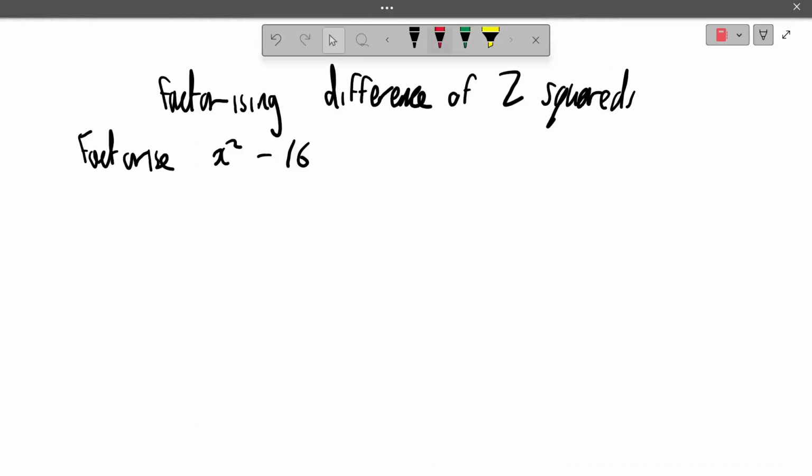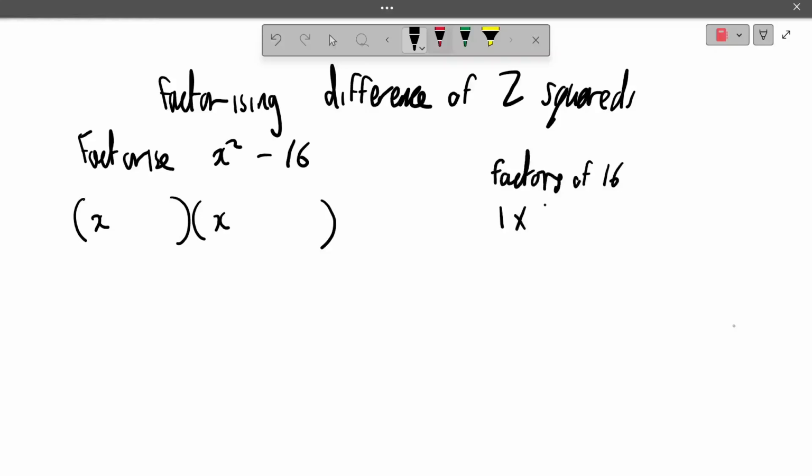Okay, so let's have a little look at this one. Here we have an x squared and a number at the end. And in reality, it's kind of the same. I'm going to show you a quick way to go about these in a moment. But we still have our x and our x. I'm going to do the factors of 16. We have 1 times 16, 2 times 8, and 4 times 4.